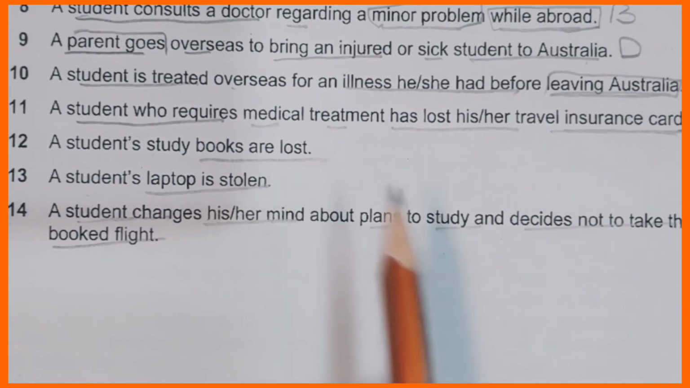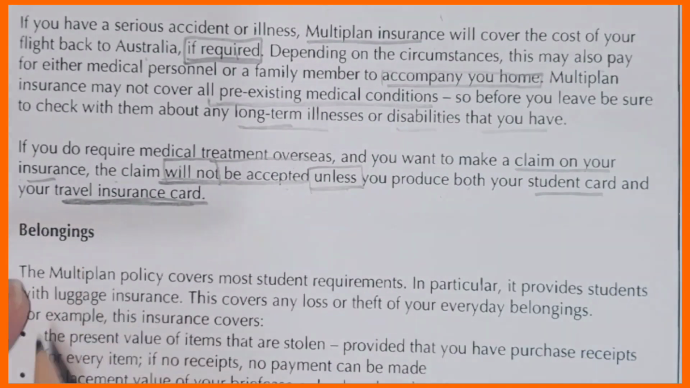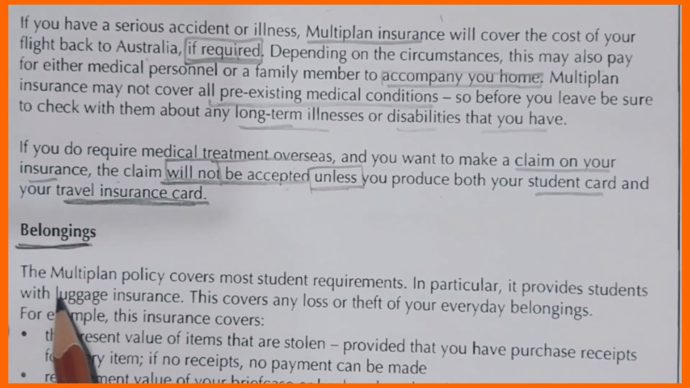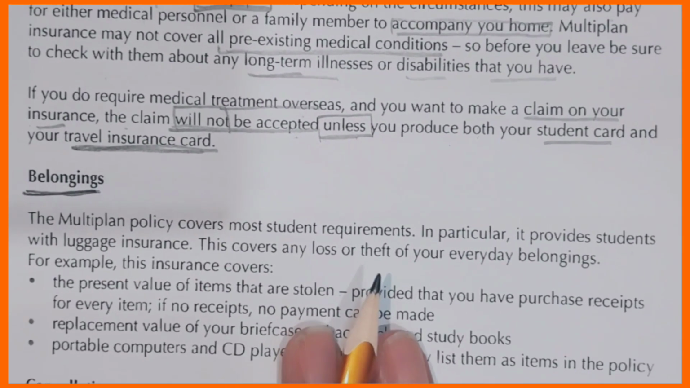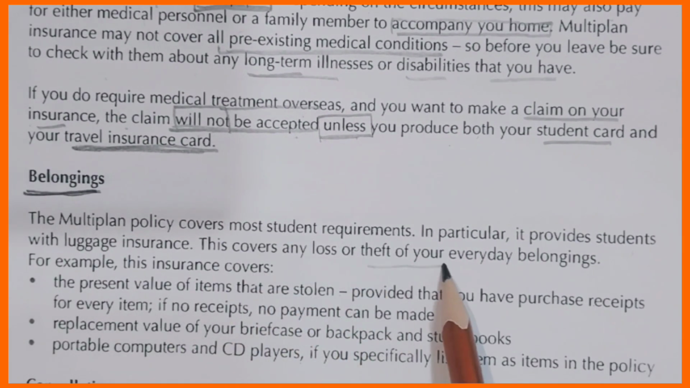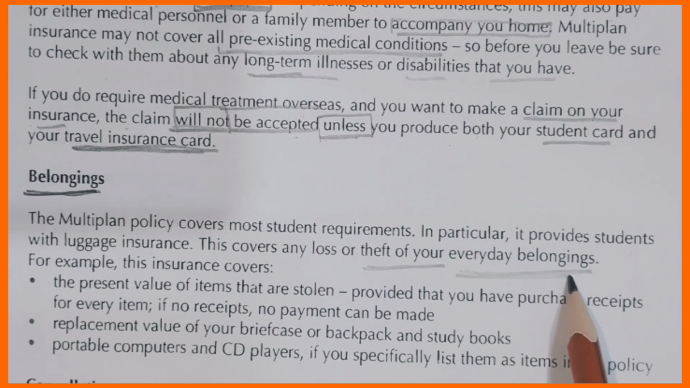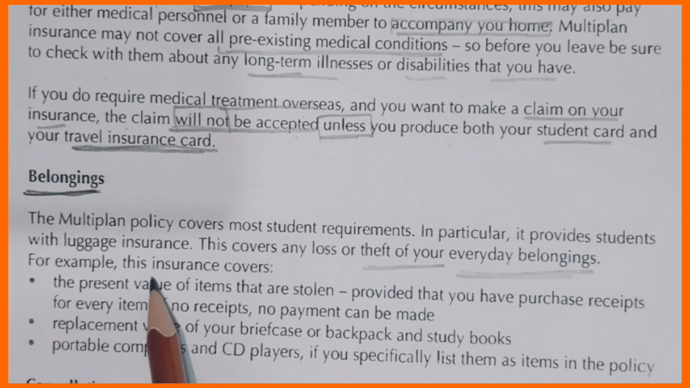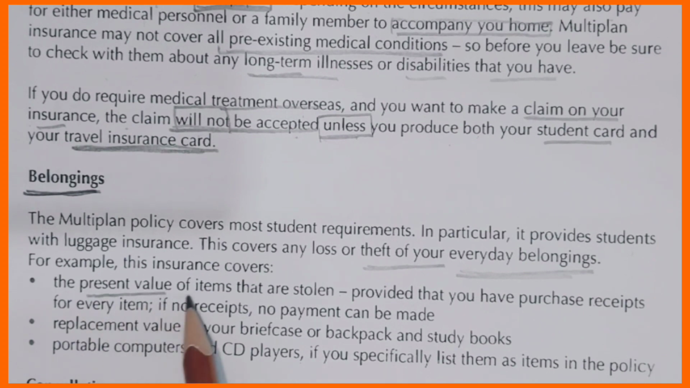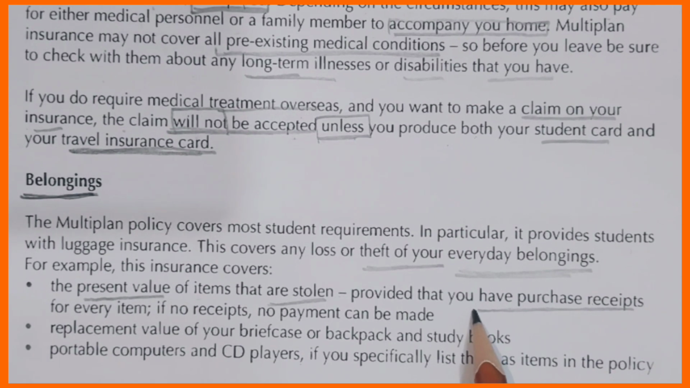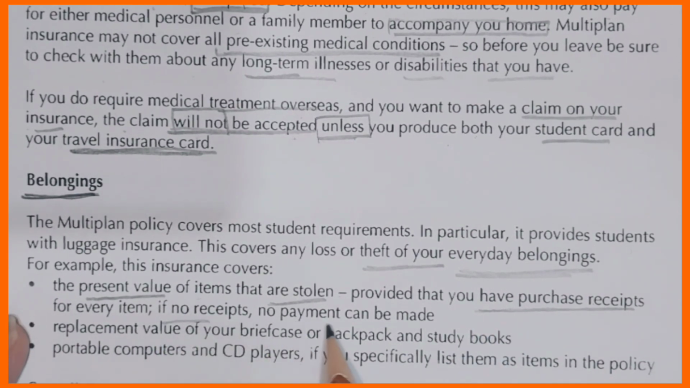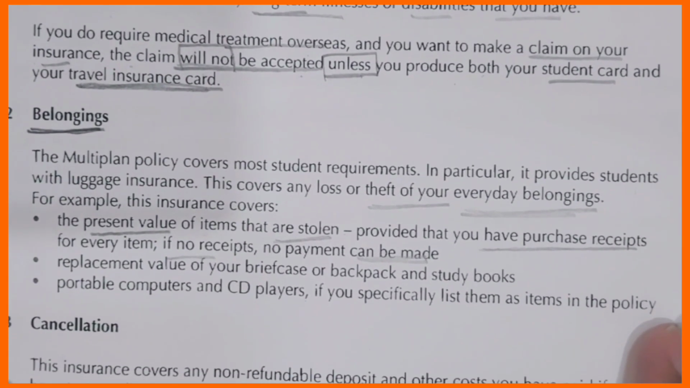A student's study books are lost. So let's see what they are saying. Belongings mean things that we are having. The multi-plan policy covers most students' requirements. In particular, it provides students with luggage insurance. It covers any loss or theft of everyday belongings. For example, the insurance covers the present value of items that are stolen, provided that you have a purchase receipt for every item. If no receipt, no payment can be made. So you are supposed to keep the receipt for all the things. If you have the receipt, then you will get the payment.